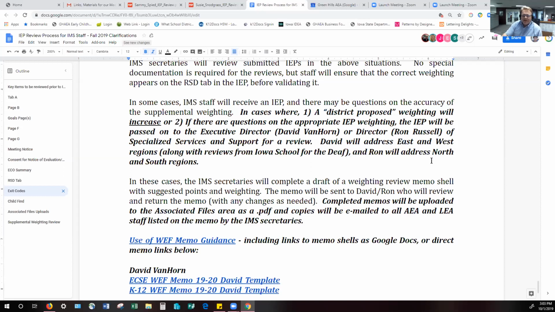And then I would take the North and the South regions. So we're just dividing it up, and depending on the district, that's who it would be passed on to.